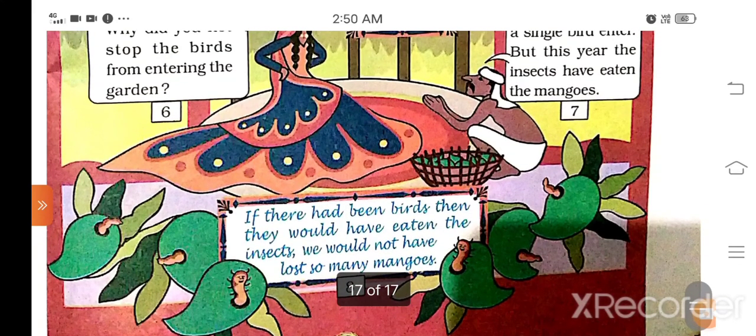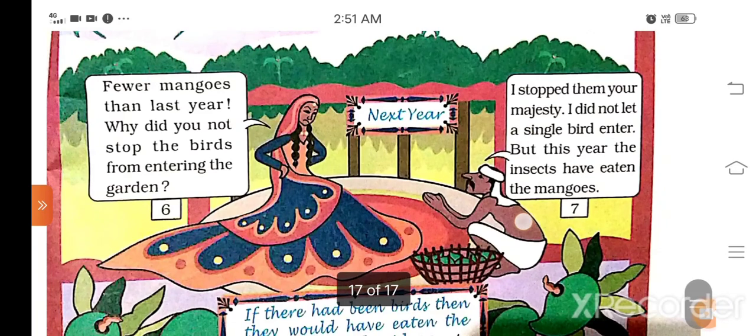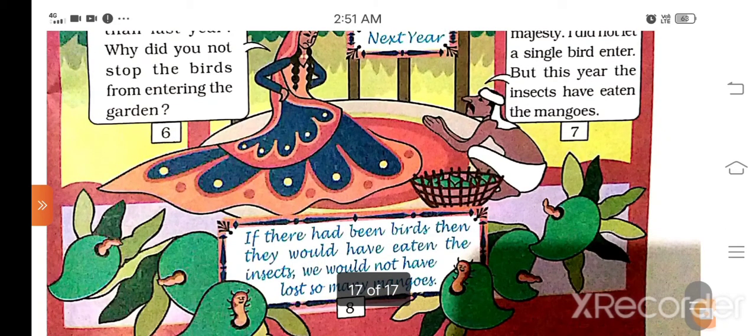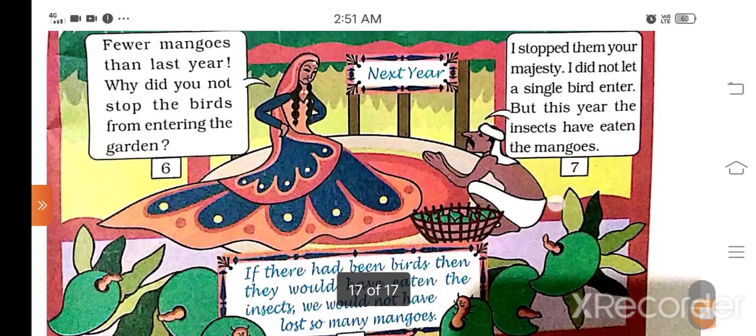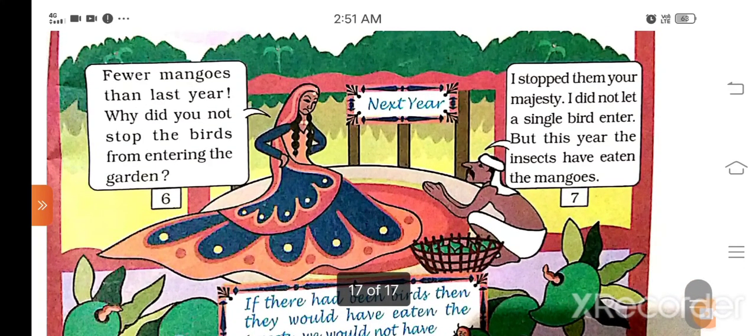What did the queen say? She said that if we had not stopped the birds from entering the garden, then the birds would have eaten all the insects. Then we would get many mangoes. So this is the life cycle. If one thing is growing more, then another keeps balance on that thing. So this is the complete explanation of the chapter.